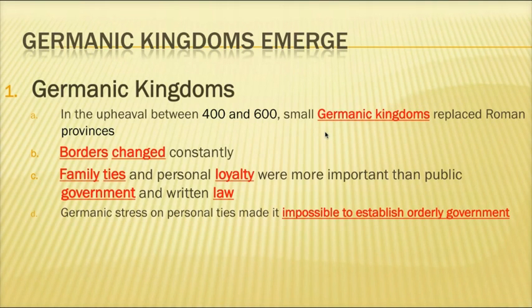So this Germanic stress on personal ties made it basically impossible to establish orderly government. But I think the big wrinkle in that is also the fact that these Germanic people didn't read or write. So they wouldn't have written their laws down, nor would they have had a public center to conduct laws or write laws or things like that. So again, what we're dealing with here is a culture that's very different from that of the Romans.